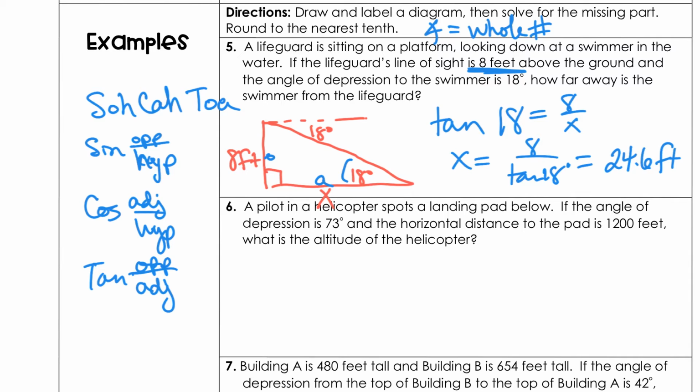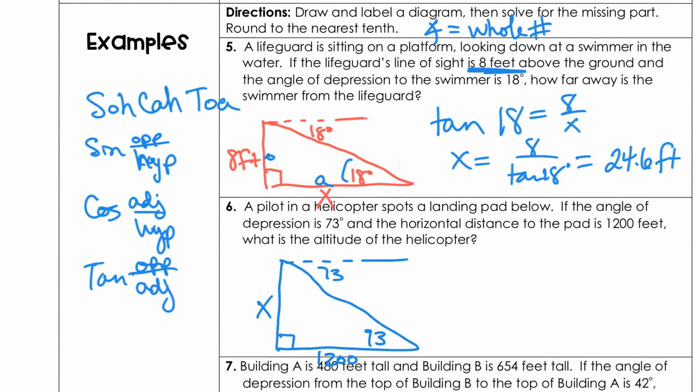A pilot in a helicopter spots a landing pad below. If the angle of depression is 73 degrees and the horizontal distance to the pad is 1,200 feet, what is the altitude of the helicopter? So if I'm up in a helicopter, I'm going to have a line of sight of 73. Same here. We are told that it was a horizontal distance of 1,200 feet. So we're looking for x.